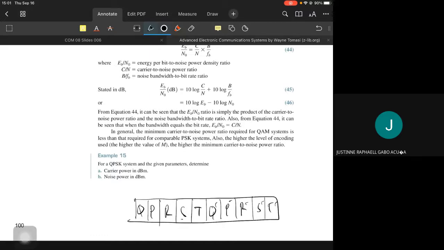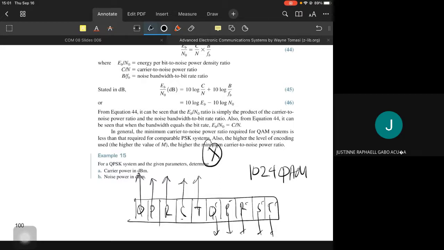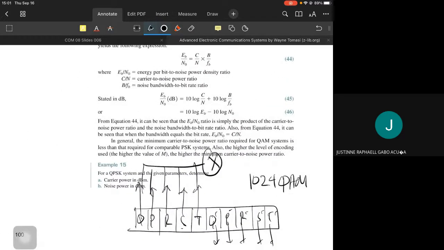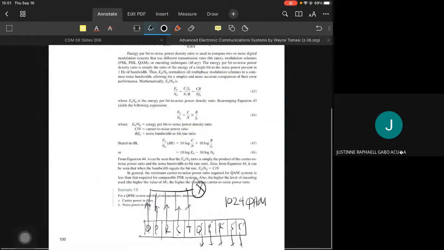It is not too difficult to imagine because it is only 10 bits, 10 channels. For 1024 QAM, we need only 10 modulators, 10 balance modulators. Even for 1024 QAM, guys, it is not that difficult to imagine.